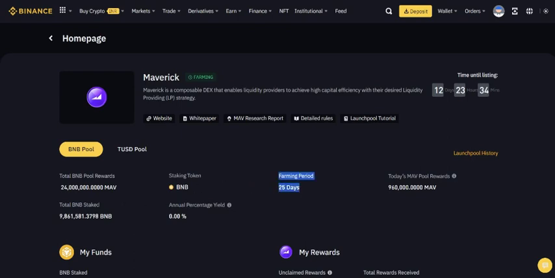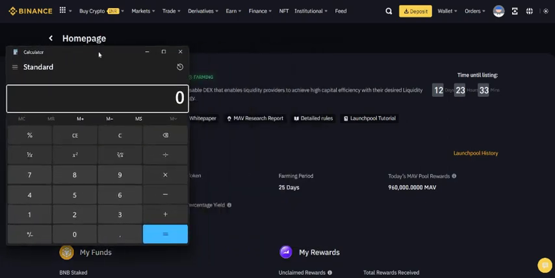So in these 25 days, you can keep on earning MAV tokens. And the total number of BNB staked is about 9.8 million. This is the usual size I have been seeing staked for all Launchpad sales or Launchpool farms.